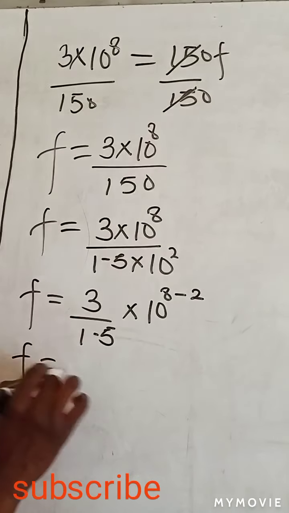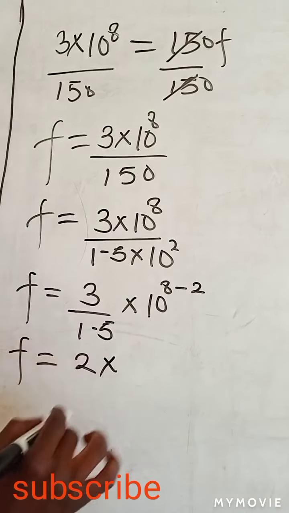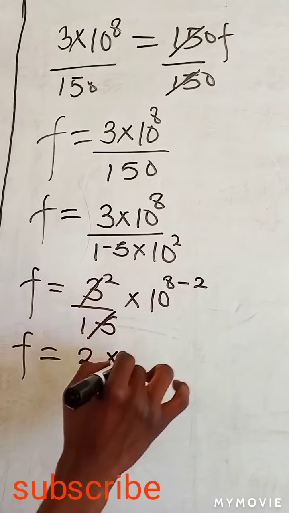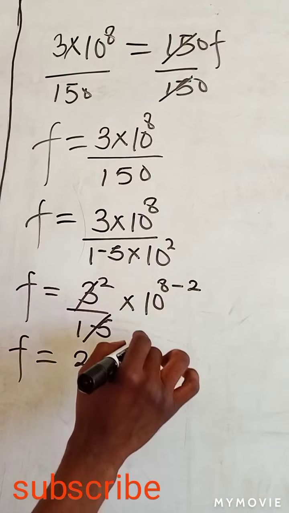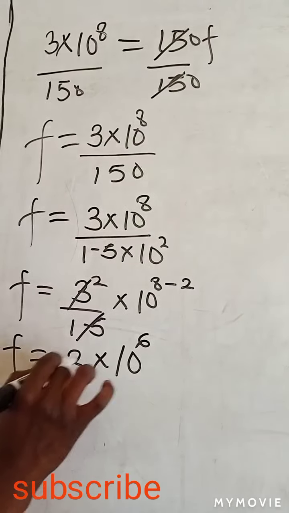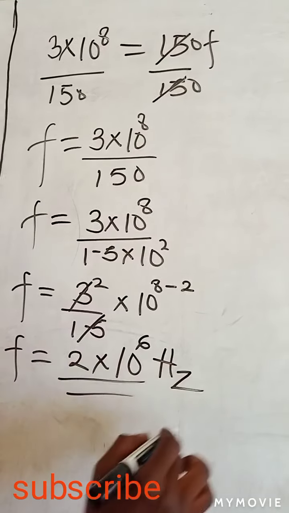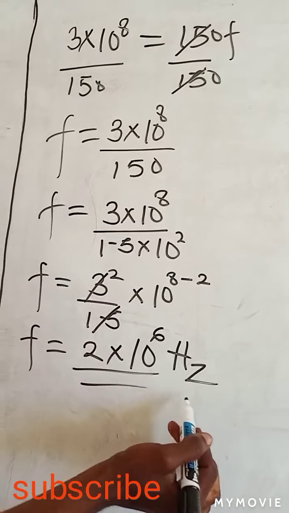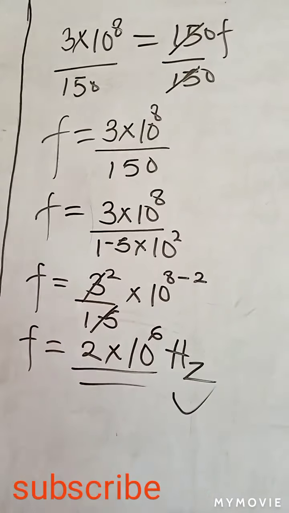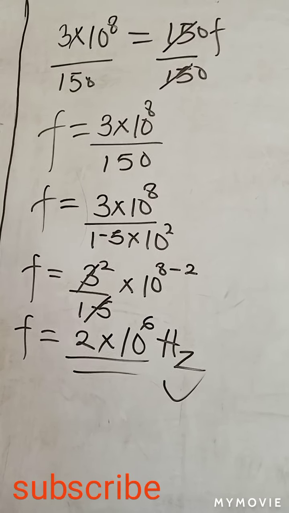Now, 1.5 goes into 3 two times, so we have 2 multiplied by 10 raised to the power 8 minus 2. That's going to be 6. That shows our frequency is 2 times 10 raised to the power 6 hertz. Mind you, you must remember to put the unit. The unit of frequency is hertz. That's the solution to this question. Let's see, maybe we can still solve more.